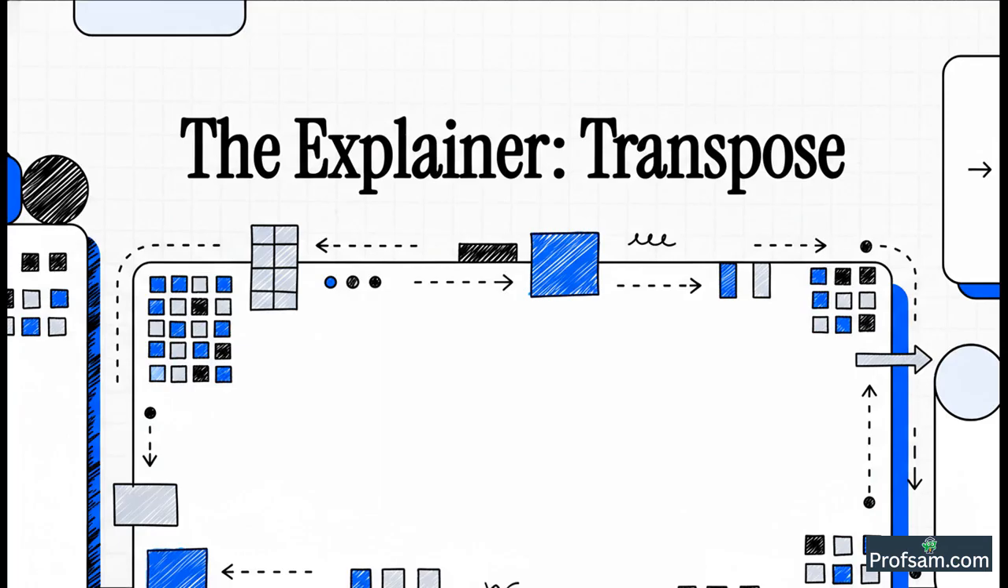Hello, everyone, and welcome. Today, we're going to tackle a concept in matrices that is super easy, but also really important. It's called the transpose. Now, I know the name sounds a bit complicated, but trust me, by the end of this short explainer, you'll find it very simple. So, let's just jump right in.